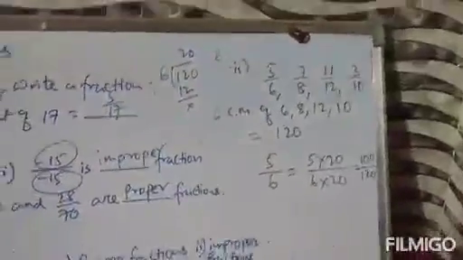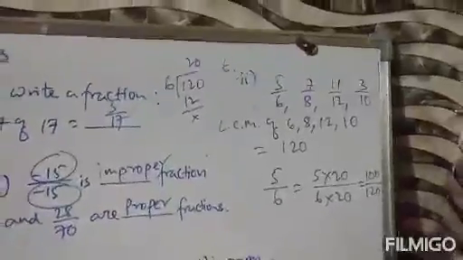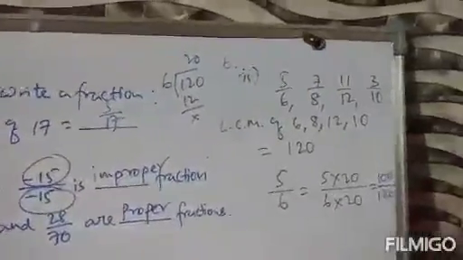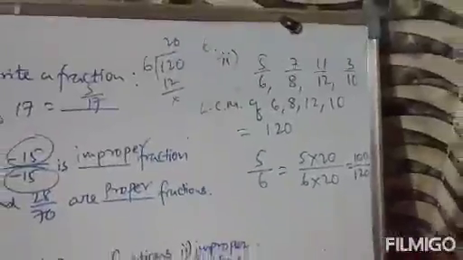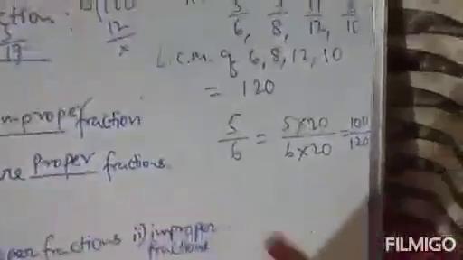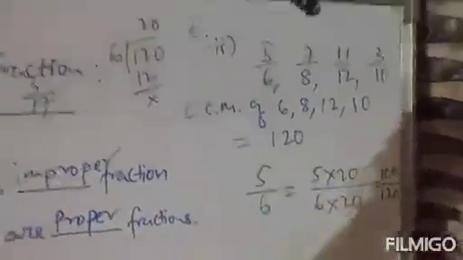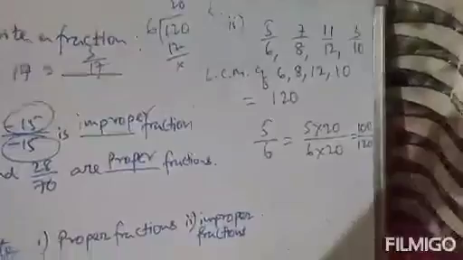Now multiply the fraction with the quotient. Whenever you multiply the fraction with the quotient, that is quotient 20, you will multiply 20 with the numerator and 20 with the denominator. This is the process. Clear?